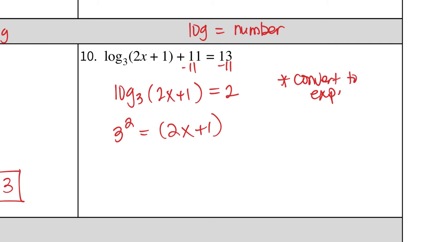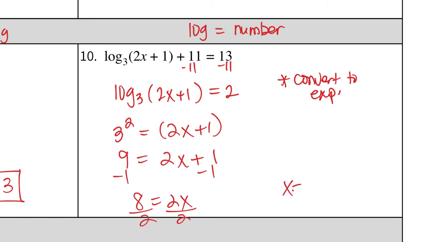Well, we all know that 3 squared is 9. And then from here, it's just a two-step problem. Subtract the 1. 8 equals 2x. Then divide by 2. So x equals 4.